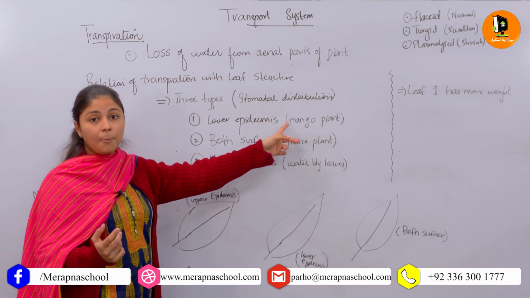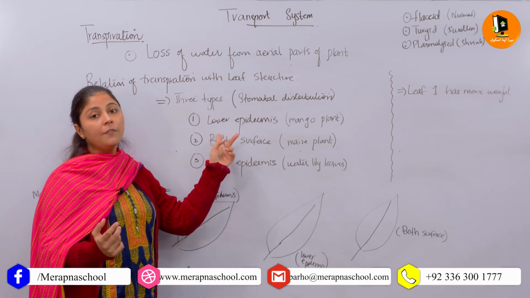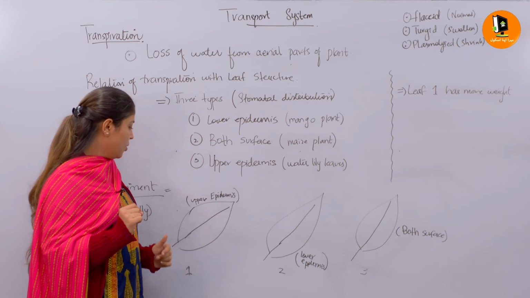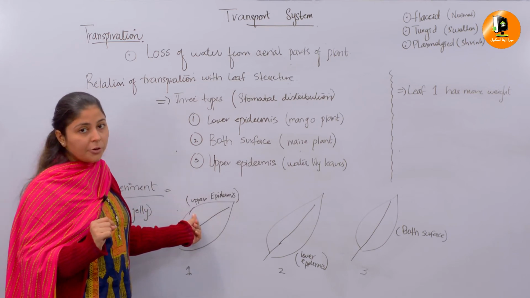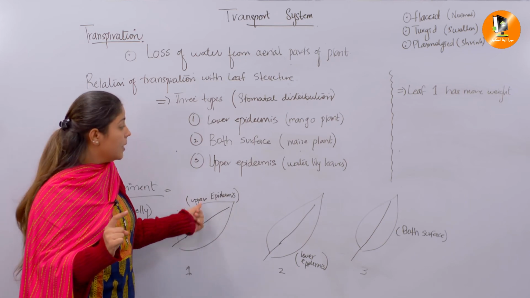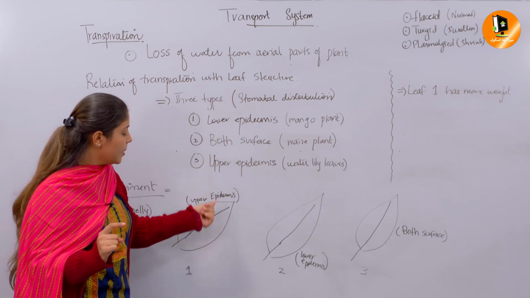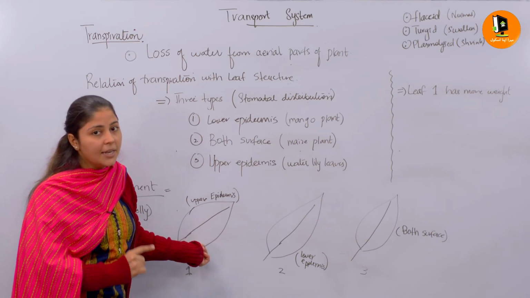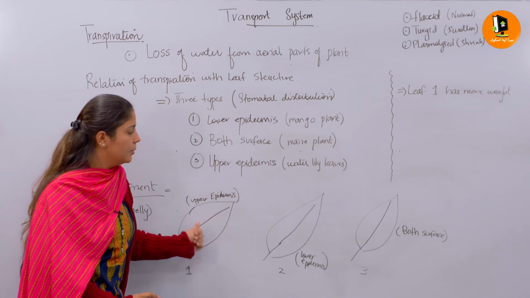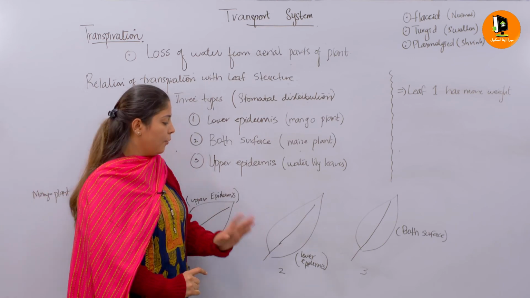Again, in mango plant leaves, stomata are mainly found on the lower epidermis. In leaf 1, I have applied the petroleum jelly on the upper epidermis, but the stomata are mainly on the lower epidermis. So yes, transpiration takes place over here. In the second leaf, what will happen?